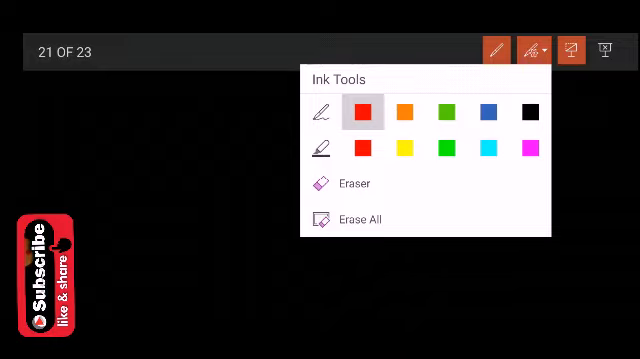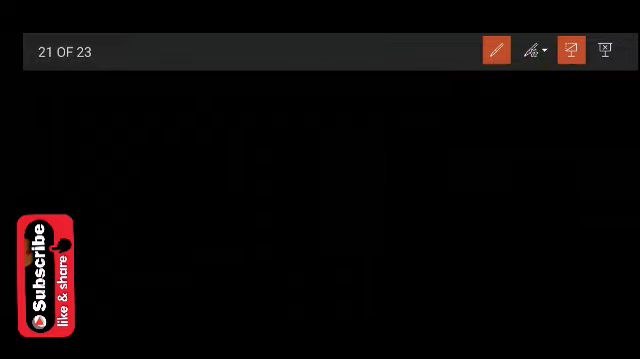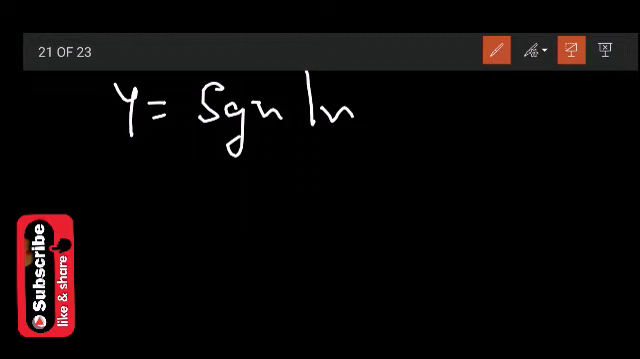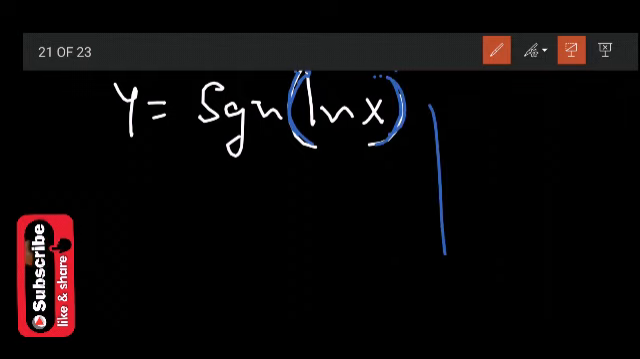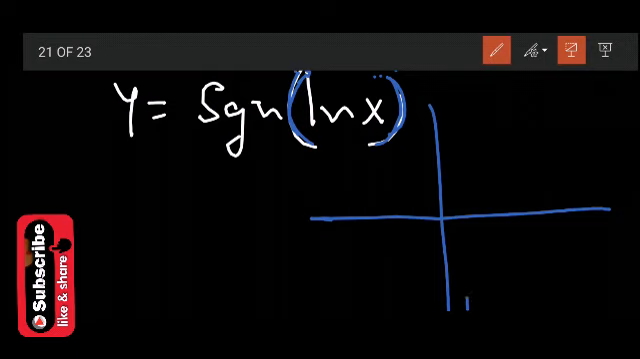Let me draw the graph to make a complete understanding over here. We are interested in drawing signum of ln x, SGN of ln x. Before this, we have to first of all draw the graph of ln x, and we will see where ln x vanishes, where ln x is positive, and where ln x is negative.